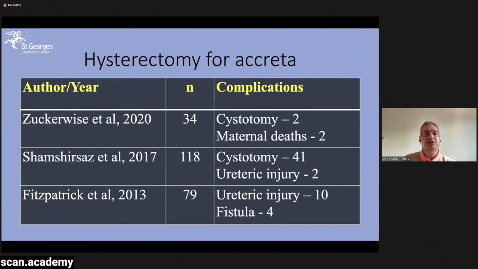And here is some of the series. The latest one, 2020, 34 cases, cystotomy in 2, maternal deaths. Shamsirsas, this is one of the biggest ones, comes from Houston in America, 118 women operated, cystotomy 41, ureteric injury in 2. Fitzpatrick comes from the UK, 79 cases operated, ureteric injury in 10, fistula in 4. So you can see that operating on them, doing a hysterectomy is associated with a fair amount of operative complications in them.